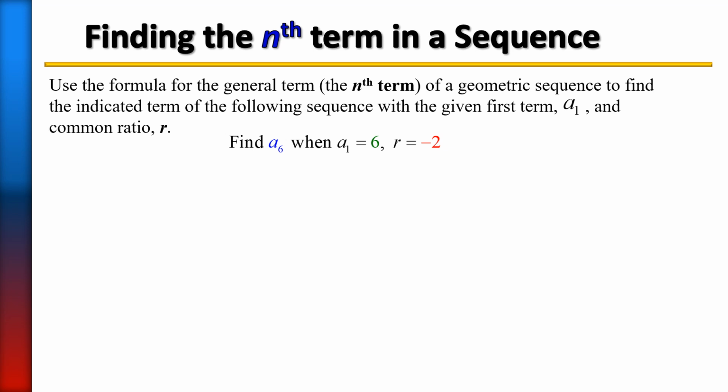to find the indicated term of the following sequence with a given first term of a sub 1 and a common ratio of r. So in this example, we were not given the actual sequence, but we were given information about the geometric sequence. We know that a sub 1, which is the first term in the sequence, is 6. We also know there's a common ratio of negative 2. And with that information, we're asked to find the sixth term in this sequence.